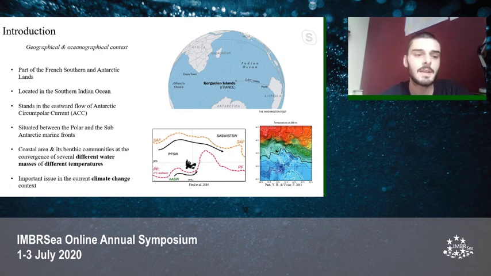So Kerguelen Islands are part of the French Southern and Antarctic lands and are located in the southern Indian Ocean. They are situated exactly in the eastward flow of the Antarctic circumpolar current and between two main marine fronts, right here. So the coastal areas and their benthic community are likely subject to different water masses from different temperatures, which is an important issue in the current climate change context.